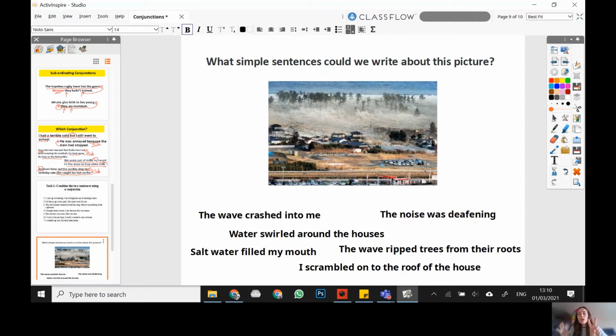So I'm going to pick two that I can join together. So the wave crashed into me. I could have salt water filled my mouth. Those are two bits of information that would make sense to go together. If I said the wave crashed into me and I scrambled onto the roof, that doesn't make sense. I can't be underwater and scrambling up the roof at the same time. So make sure you pick things that make sense to go together.